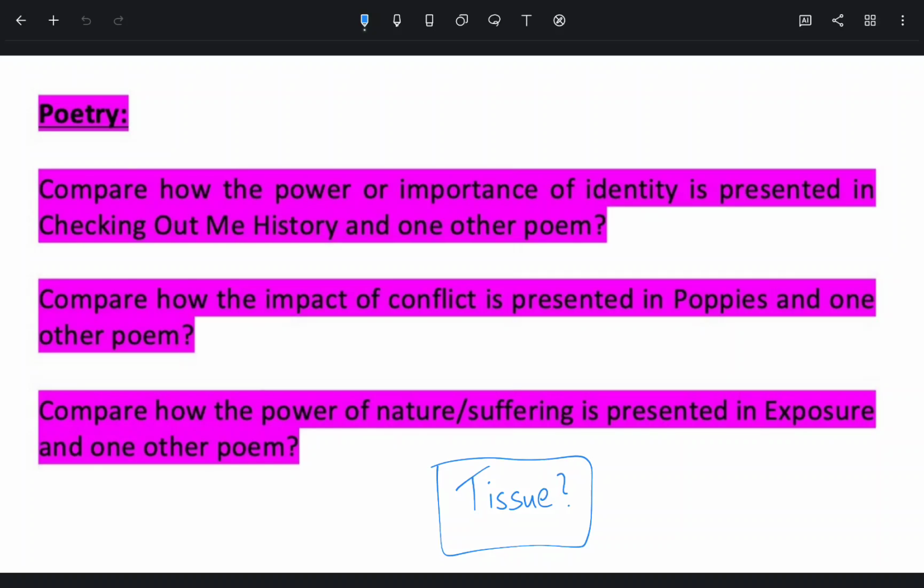Sir, will tissue come up this year? Sir, will tissue come up? Do I need to go over tissue? I find tissue difficult. I find tissue this, I find tissue that, whatever, right? The point I'm trying to make is you never know.